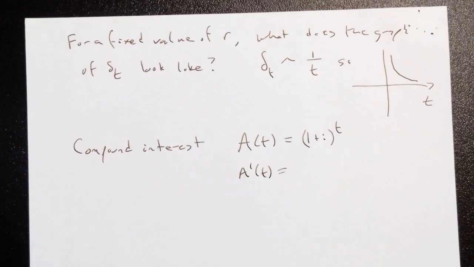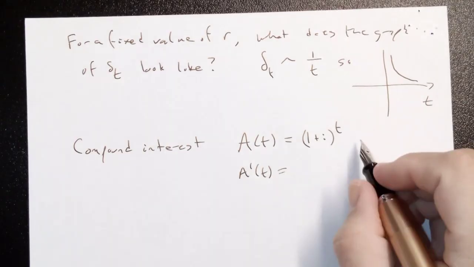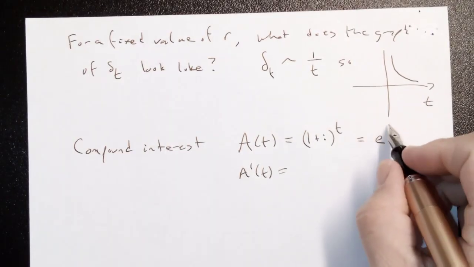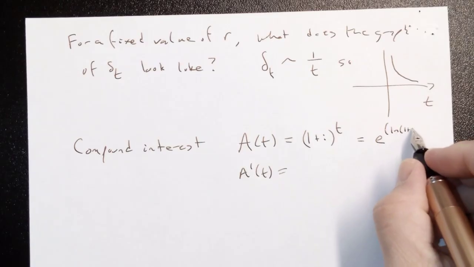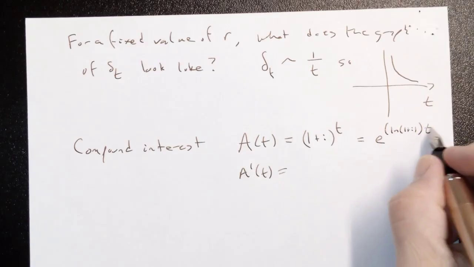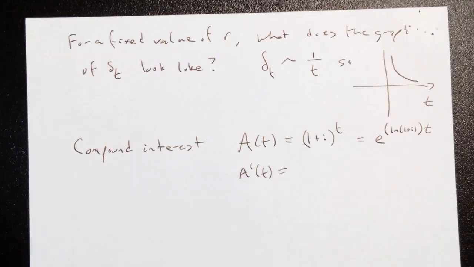That's an exponential equation. The derivative of e to the x is e to the x, but this is not e, it's something else to the x. So I need to use my change of base formula. So I'm going to rewrite it as e to the ln of 1 plus i, that's a number, times t. So Maria, you said the derivative of e to the x is e to the x. This is e to the stuff. What's the derivative of e to the stuff?